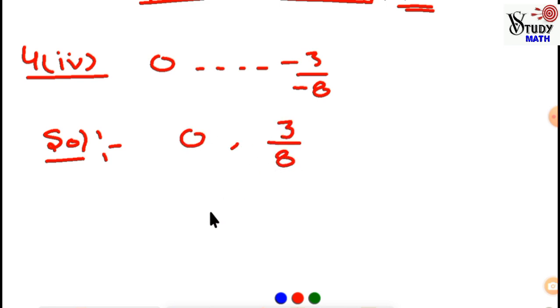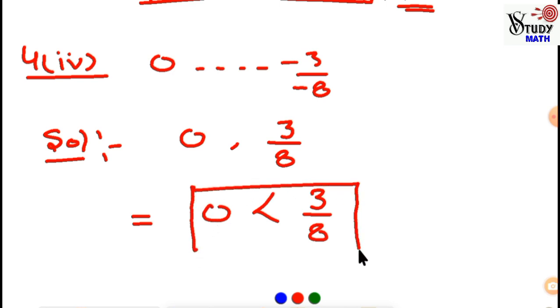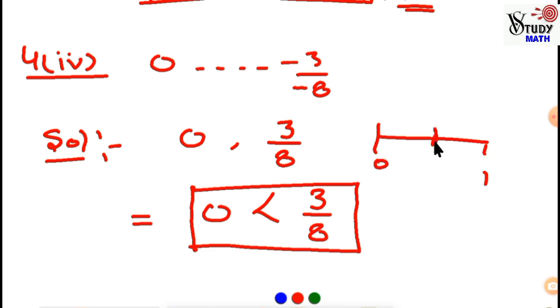So it is very clear from here that 3 by 8 is greater than 0. Both are positive, one is 0 and the second one is 3 by 8. The value of 3 by 8 lies between 0 and 1, somewhere here. So 3 by 8 is greater than 0.